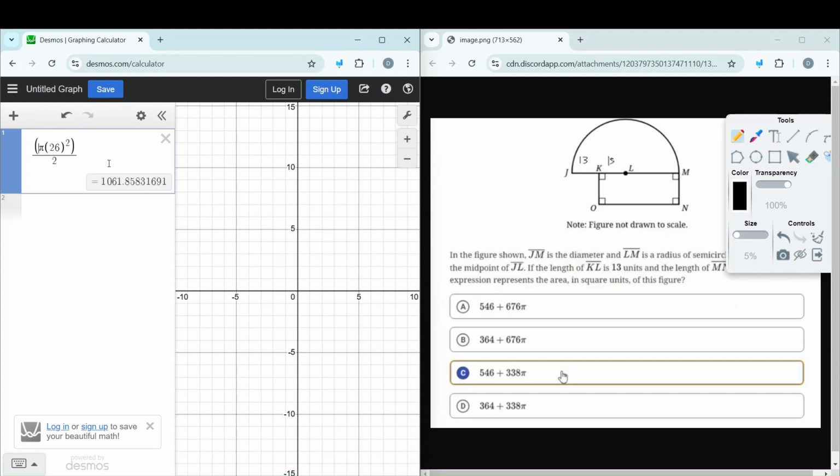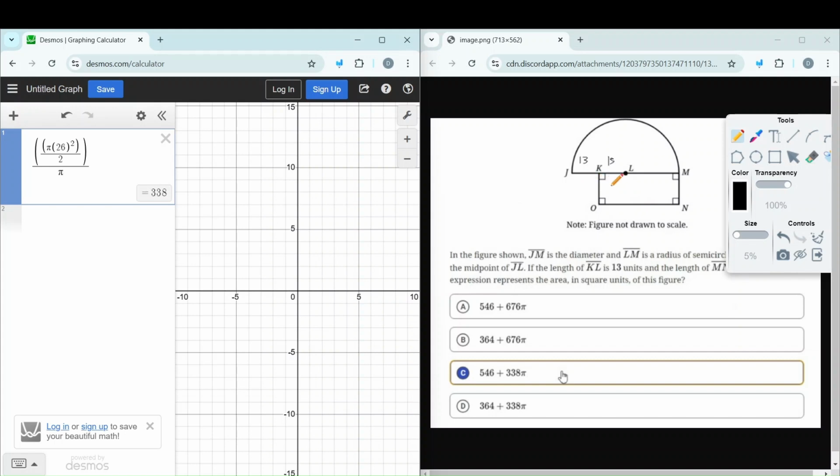Well, when I'm teaching someone, I kind of just tell them to divide by pi. It's really the same thing. So your answer is going to have 338 pi in it. But we're looking for the total area, so we also need to find the area of the rectangle.